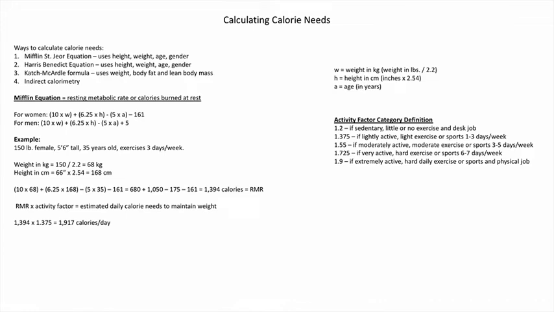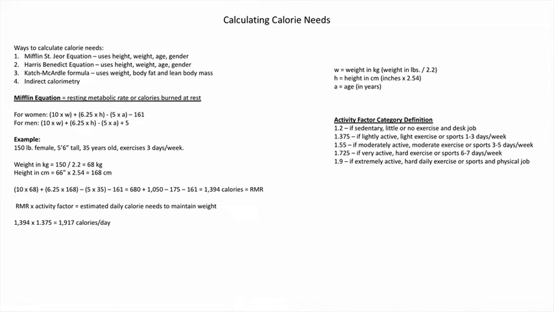So let's do an example. We have a 150-pound woman, 5'6" tall, 35 years old, and is exercising 3 days a week. Calculating her weight in kilograms, taking 150 divided by 2.2, so we get 68 kilograms. Calculating her height in centimeters, 5'6" or 66 inches, multiplied by 2.54 gives us 168 centimeters. And we plug all the information into the formula, height, weight, age, into the formula for women, and we come up with 1,394 calories. Again, calories burned at rest.